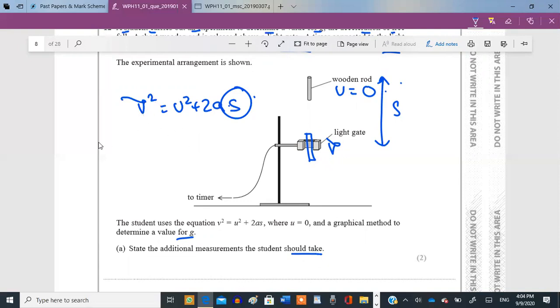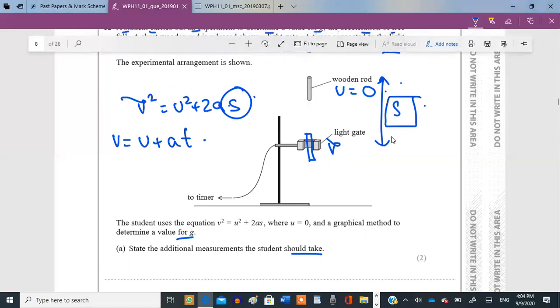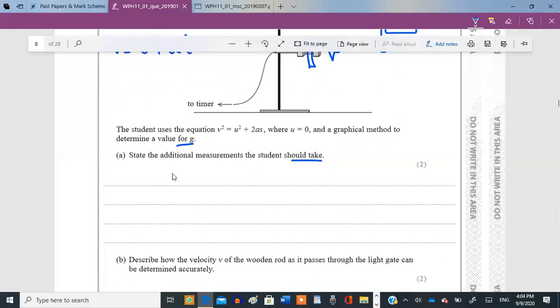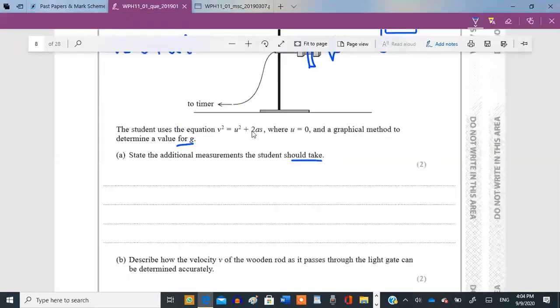So in order to calculate the v, v is equal to u plus at can be applied. So the time is already measured. So he doesn't need to measure anything else other than the distance he has traveled. What else was written in the marking scheme over here? Let me check. Length of the wooden rod and distance from rod to light gate.